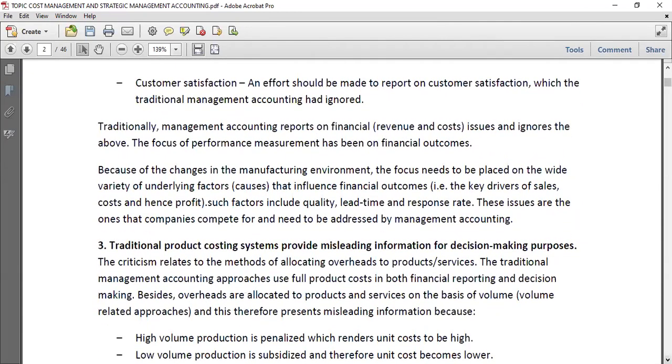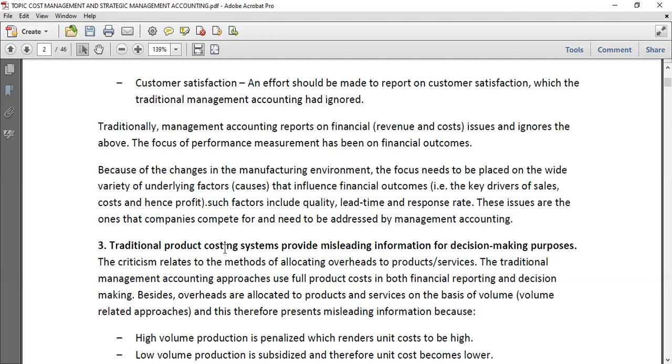The other thing you may also need to take into consideration is that the traditional product costing system also provides misleading information for decision making. The basis for this assertion is how the traditional costing system allocates its costs. Remember, when we were looking at ABC versus the traditional, we saw that when we use the traditional, we allocate costs, let's say, based on machine hours or labor hours, or we could also allocate this based on volume, okay?